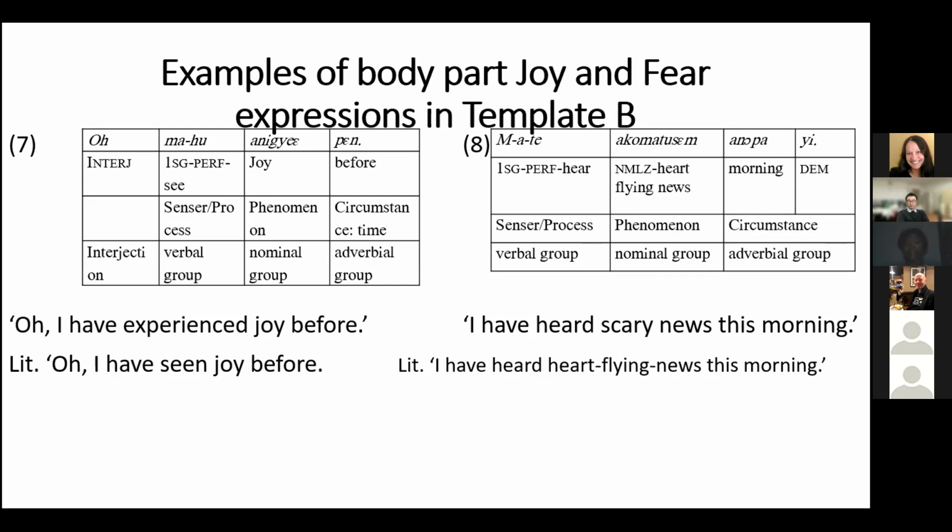And then we have 8, which is also a fear expression. Mate akumatusem anopei. So the sensor is conflated in the process. And then we have the phenomenon again, taking a post-verbal position, and it's realized as a nominalization, akumatusem. And we have a circumstance indicating time, anopei, this morning. So it translates as I have heard scary news this morning.